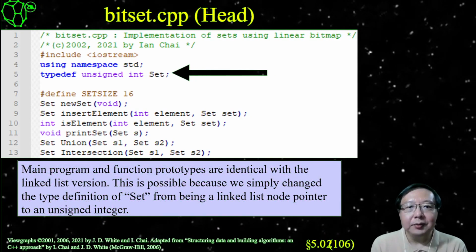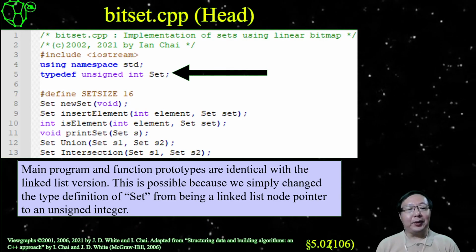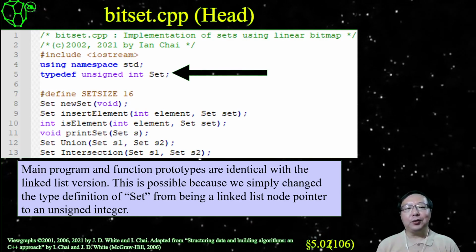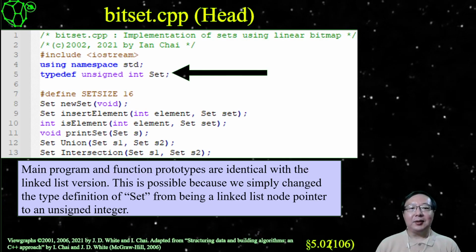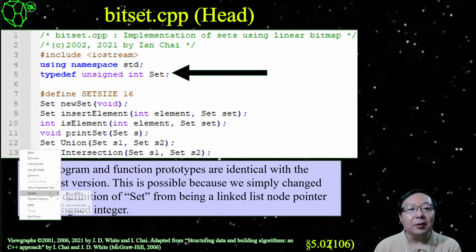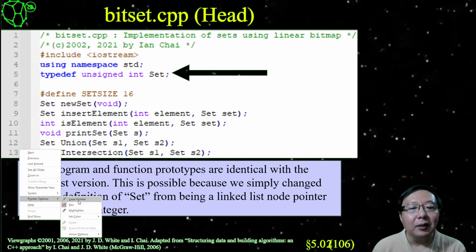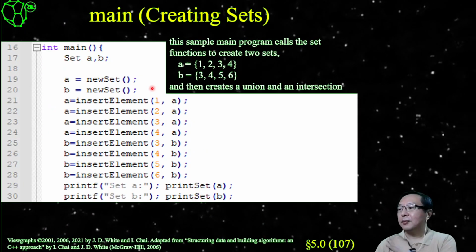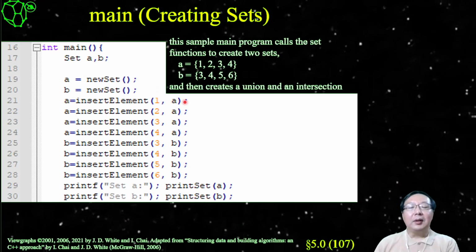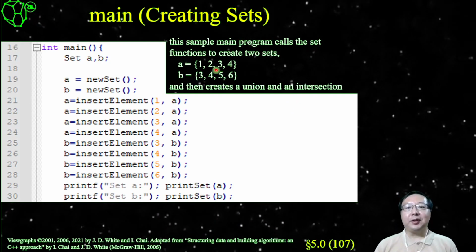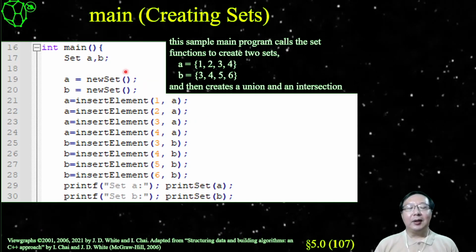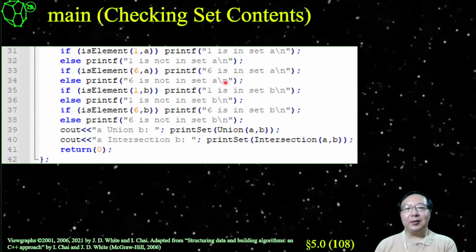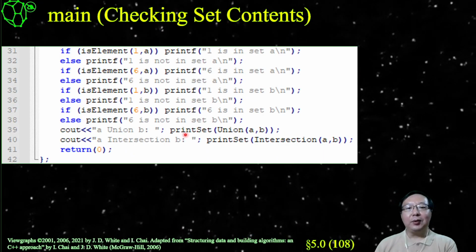So, here's the code. The main program and function prototypes are identical with the linked list version. This is possible because we simply change the type definition of set from being a linked list node pointer to an unsigned integer. Unsigned integer here. Oops, I can't see my pointer because it's a white pen. Laser pointer. So it's an unsigned integer here. Then this same sample main program calls the set functions to create two sets, 1, 2, 3, 4, and 3, 4, 5, 6. This is the same set as before. And then we run it, and you get the same result because it runs the union and intersection the same way, and you will get the same result as last time.